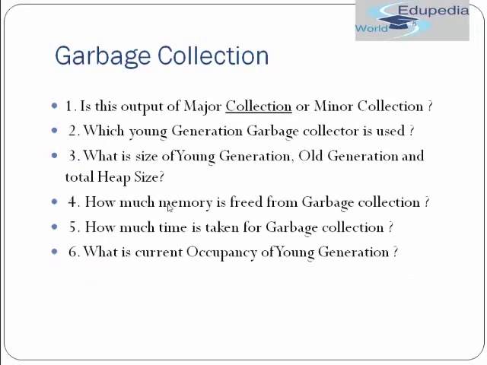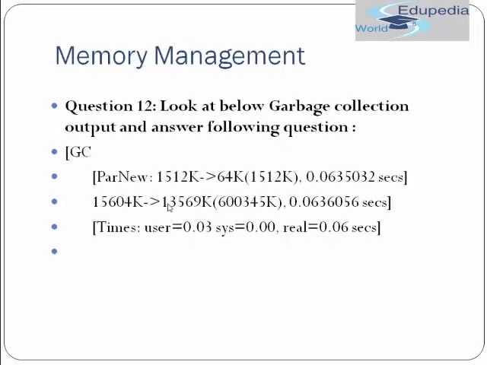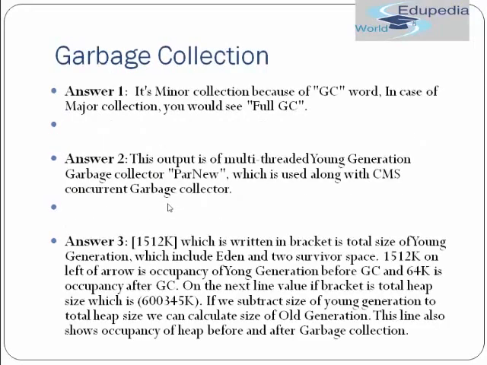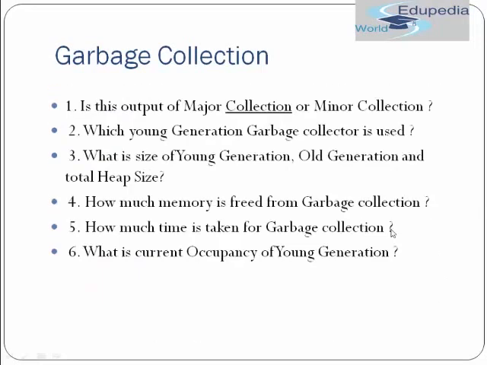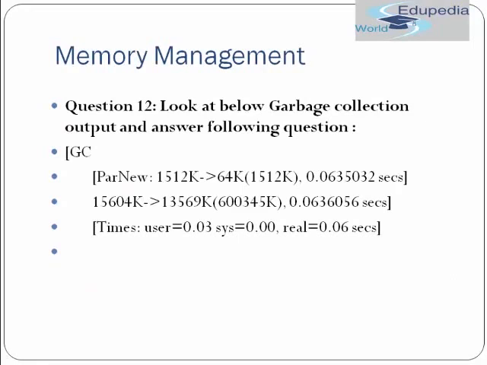Next question is, how much time is taken for garbage collection? Well, this is also printed over here. You can see that some seconds are getting printed. So 0.0636056 seconds on the second line denotes the total time it took to collect dead objects during garbage collection. It also shows the time taken for GC of the young generation, which is shown in the first line. So the second line will show you the time of the garbage collector, and the first line will show you the young generation heap collection.